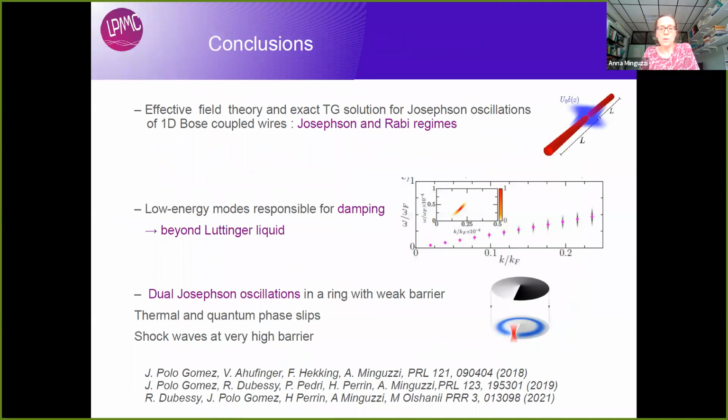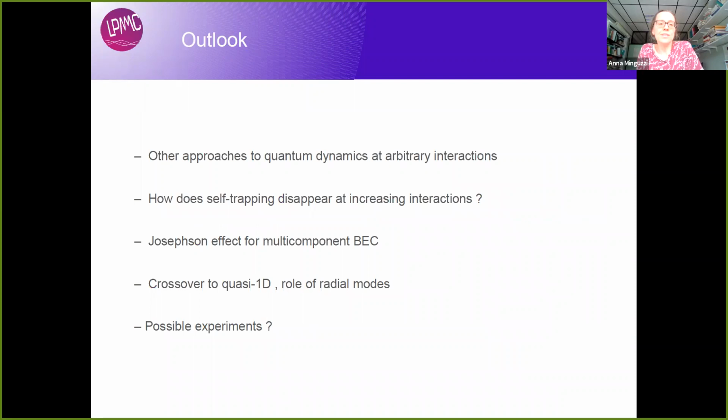Okay, so with this, I am concluding the talk. I have presented the two types of Josephson oscillation, the Josephson oscillation of particle imbalance among two one-dimensional wires, and the Josephson oscillation of current states on a ring. And I would like, a small outlook still.